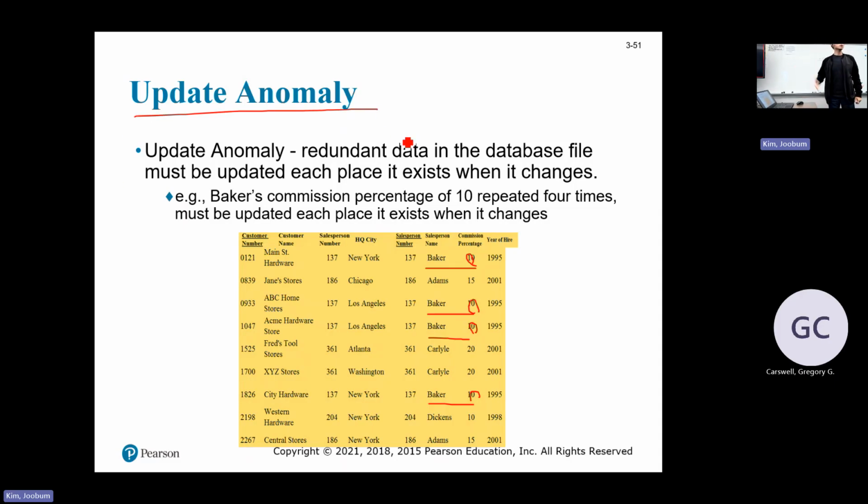It's a kind of potential problem. If everything goes well, we don't have to worry about these anomalies, insertion, deletion, update. But this anomaly can happen potentially. So we have to try to avoid this kind of situation using normalization.